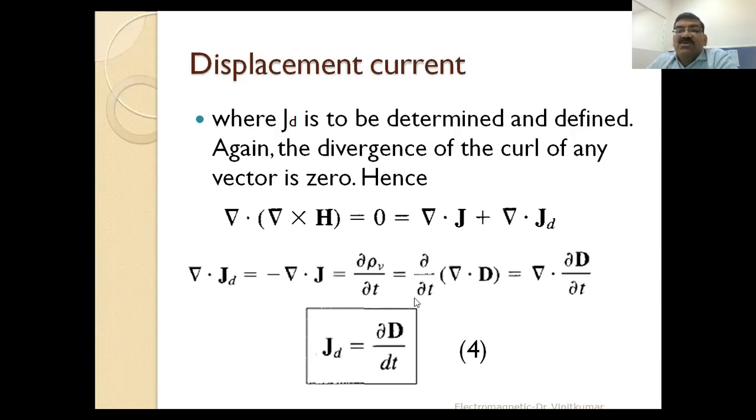So what is rho v? According to Gauss law, rho v equals del dot D. So you can put that here, and take the partial differentiation inside. This is the divergence of the partial derivative of D, so the divergence can be removed. Whatever the displacement current density is, it is the partial differentiation of D. What is D? You have a relation: D equals epsilon E, where E is the electric field.